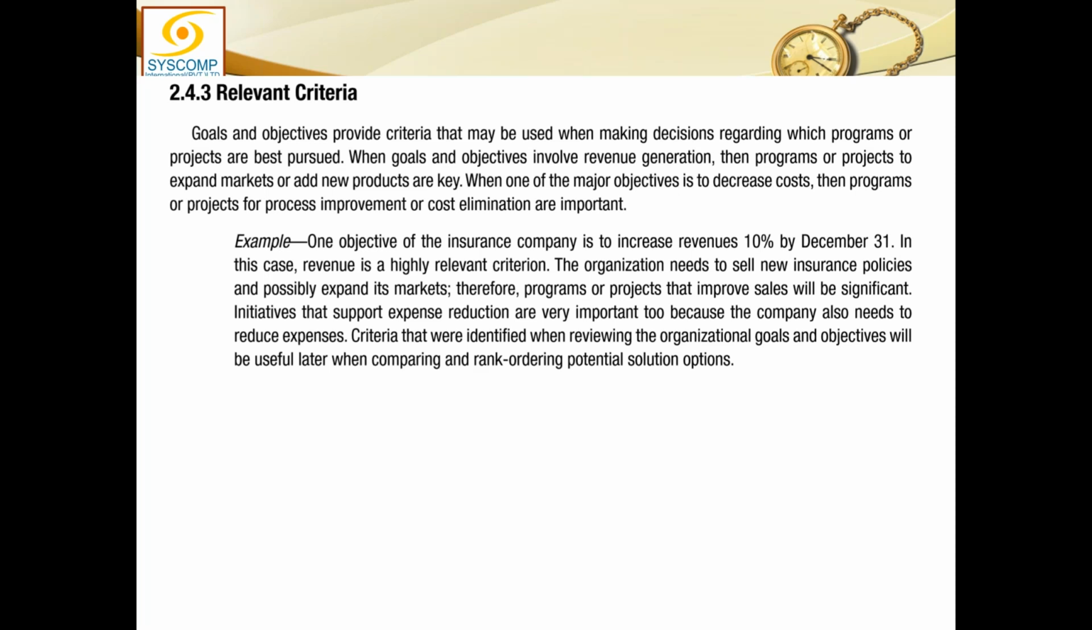So criteria that were identified when reviewing the organization's goals and objectives will be useful later when comparing and rank ordering potential solution options. So I will prioritize various solutions. What can be done in this? I have three options to go ahead with this project. Which option best suits my relevant criteria? Say there are two criteria. One is the bigger criteria, the highly relevant criteria, which is revenue generation, and a lower level criteria is reducing expenses. So probably those projects, those solutions which are serving the revenue criteria would be given better priority.